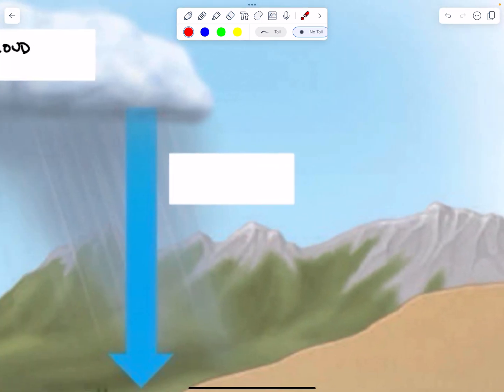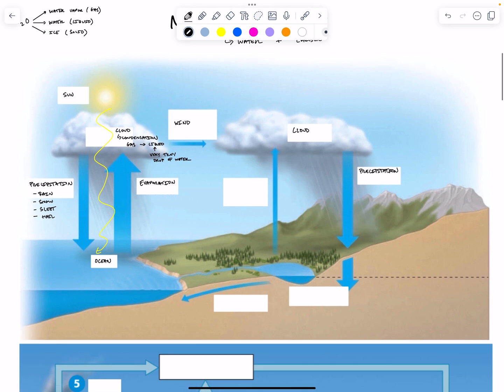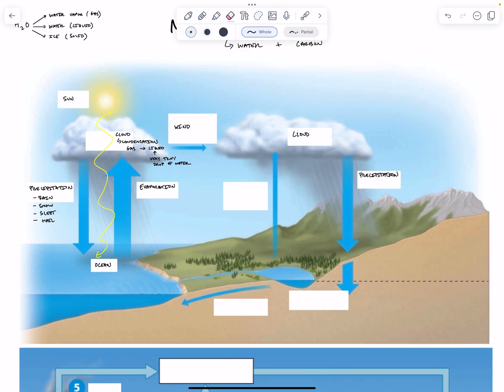Okay, but let's label these again. So this is precipitation over the land, and once again, it can come in the form of rain, snow, sleet, or hail.